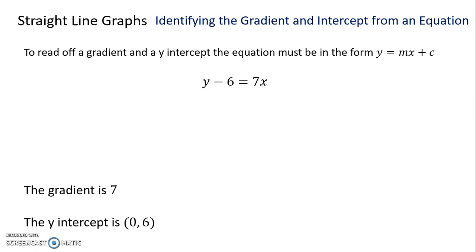Okay, so what we need to do here is add 6 to both sides, because I only want my y on this side, so I need to get rid of this negative 6, and I'm going to do that by using the inverse operation and adding 6 to both sides. And that will leave me with y equals 7x add 6. And now I can read off the gradient. So the gradient is 7, and the intercept is 0, 6.